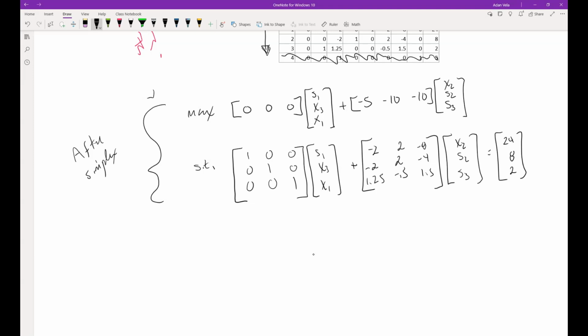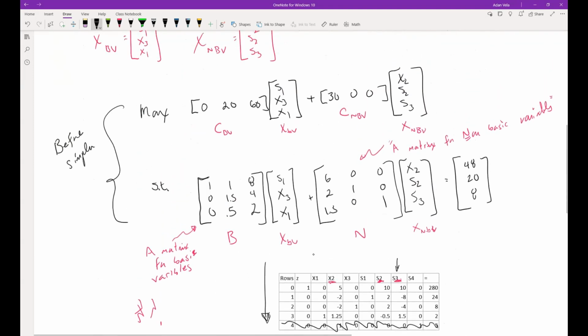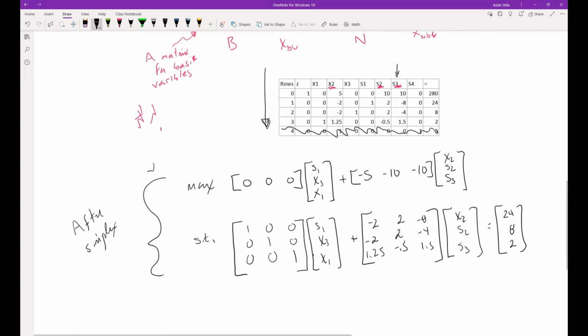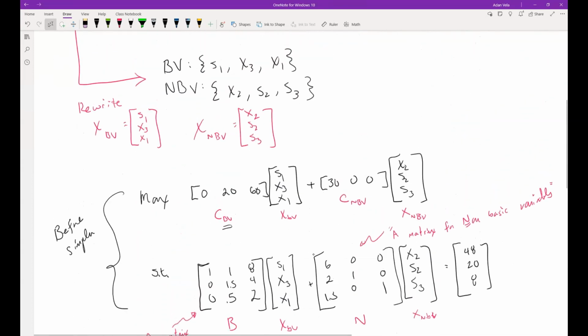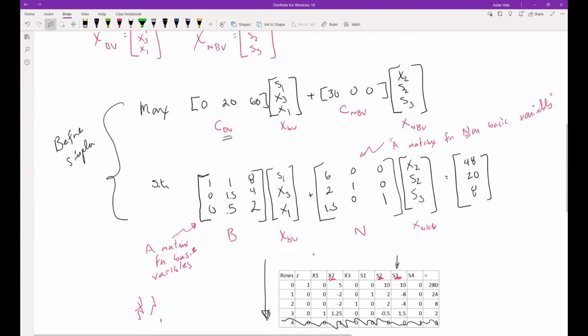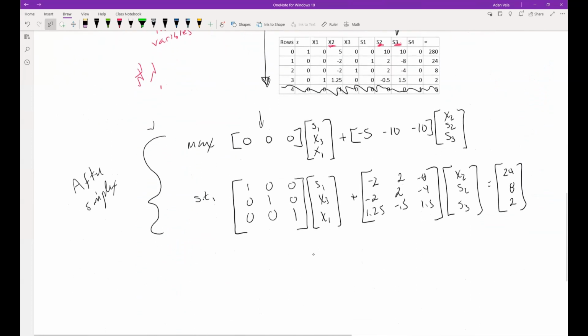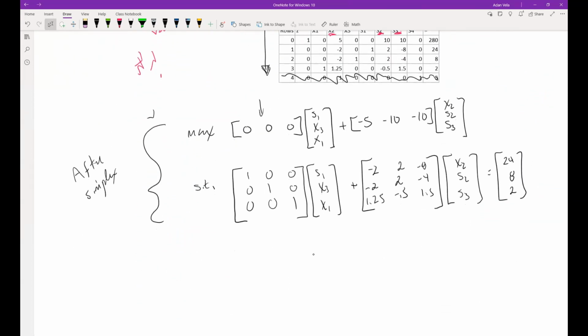So what we want to do is relate these two formulations to each other. We want to look at how we go from the CBV here to getting 0, 0, 0 there. Same thing with the CNBV. So how do we go through this transformation? And information on how we go through that transformation will actually provide us with the tools we need to do a sensitivity analysis.